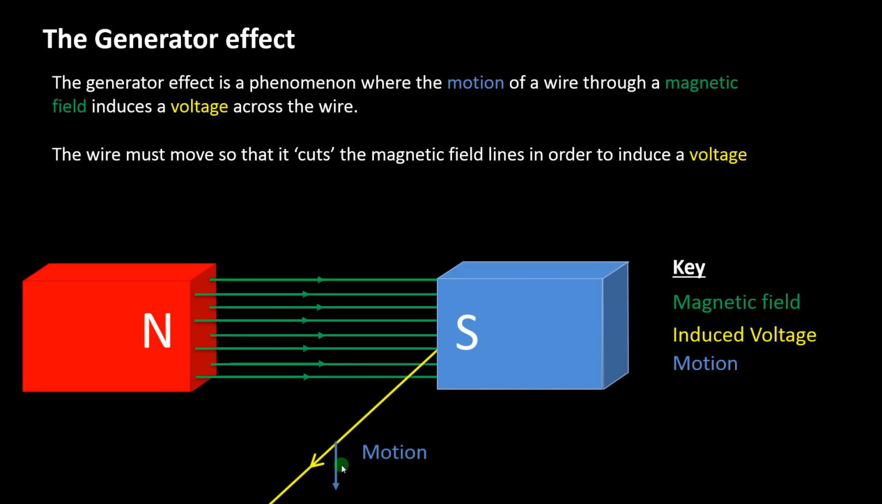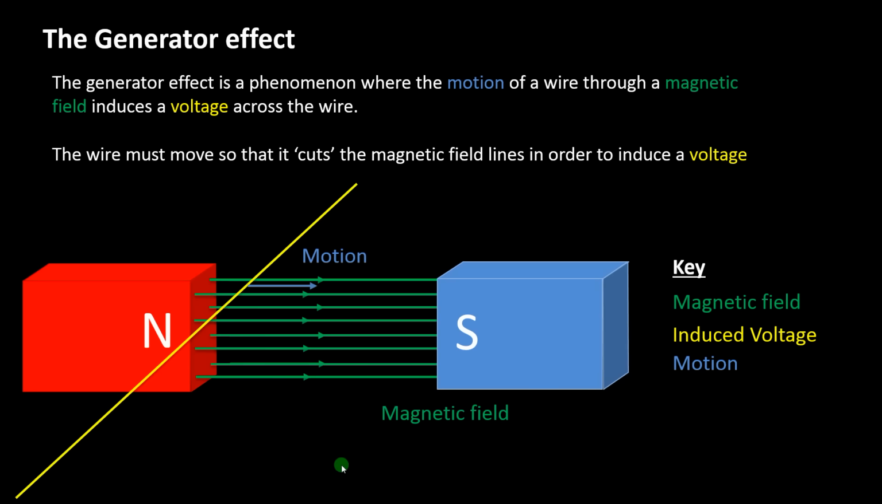So once again, we have a wire which we're moving through the magnetic field, which is inducing a voltage. And exactly the same as with the motor effect, if we were to switch either the poles of the magnet round to reverse the direction of the magnetic field, or we were to move the wire up instead of down, then we would reverse the direction of the induced voltage in that wire.